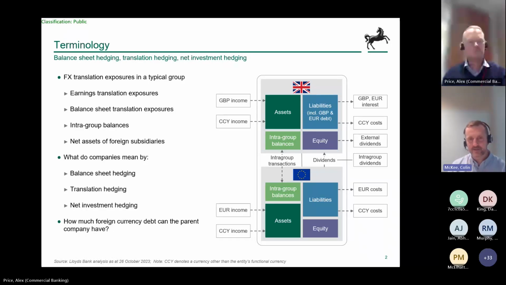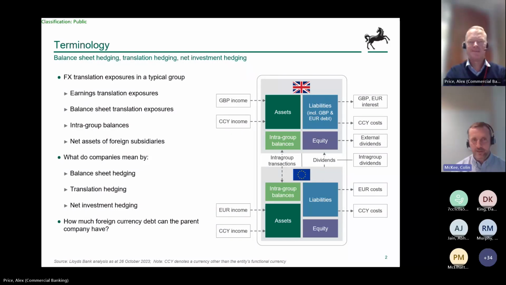Firstly, we have FX transaction exposures, which isn't really the subject of today's call. FX transaction exposures are cash flows generally in a currency other than the functional currency of the entity. So it could be euro cash flows for the sterling parent, or US dollar cash flows for the European sub. Those generally fit into FX transaction hedging programs, so not the topic of today's call.